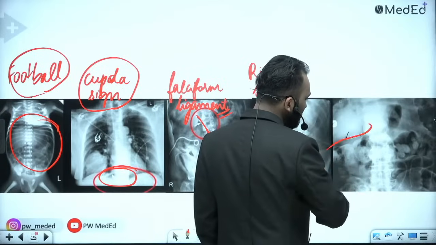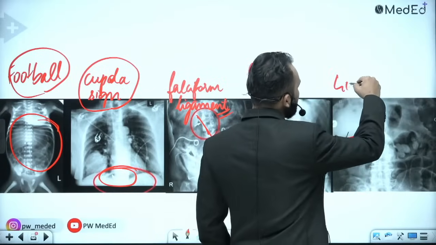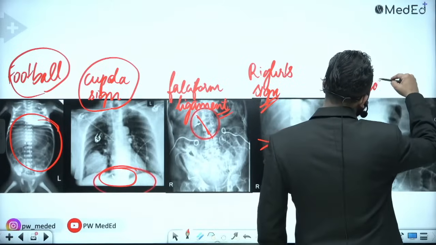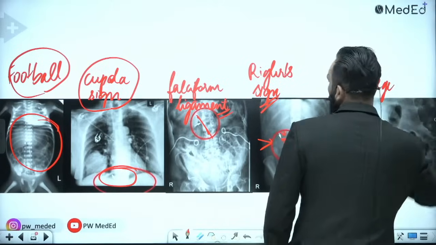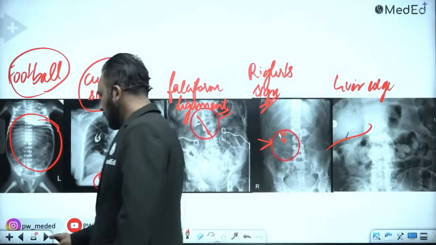And when the liver edge is visible, this is known as liver edge sign. So these are all the named signs of pneumoperitoneum which you guys should be aware of.